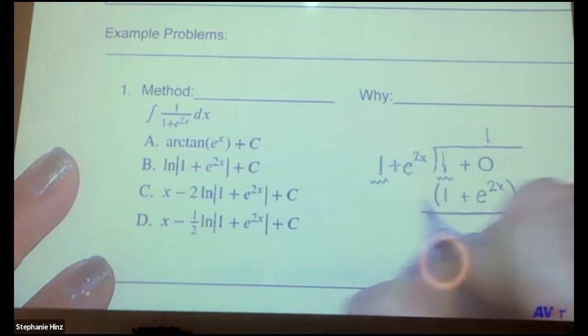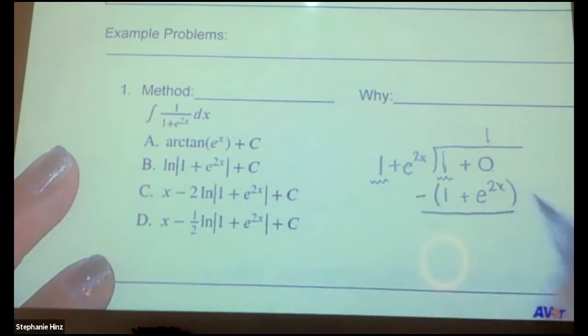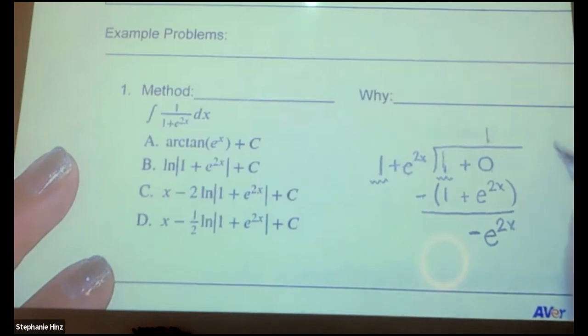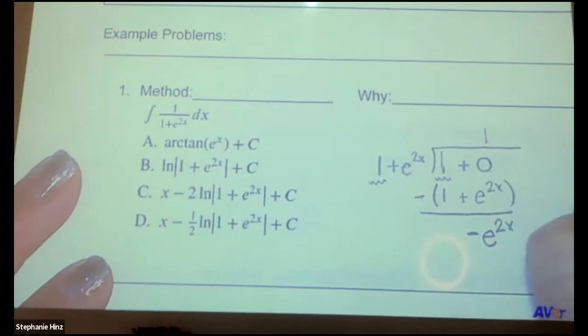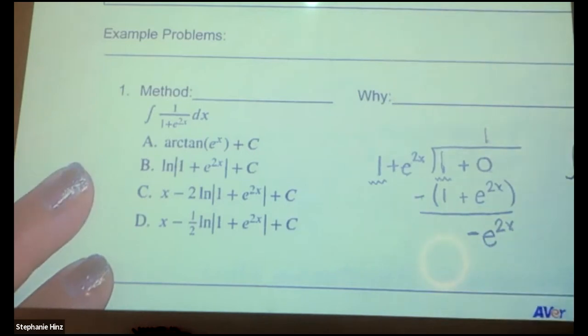I'm going to do a little subtracting. So 1 minus 1, nothing. 0 minus e to the 2x is negative e to the 2x. And so this is going to be my new integral. I now have the integral of 1, this is my remainder, minus e to the 2x divided by 1 plus e to the 2x dx.